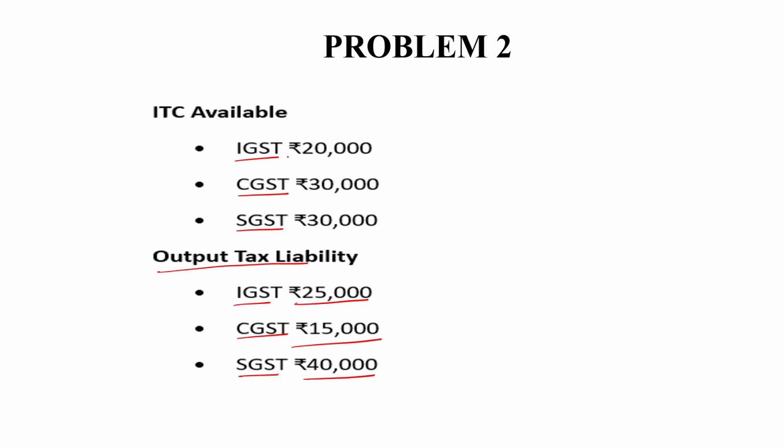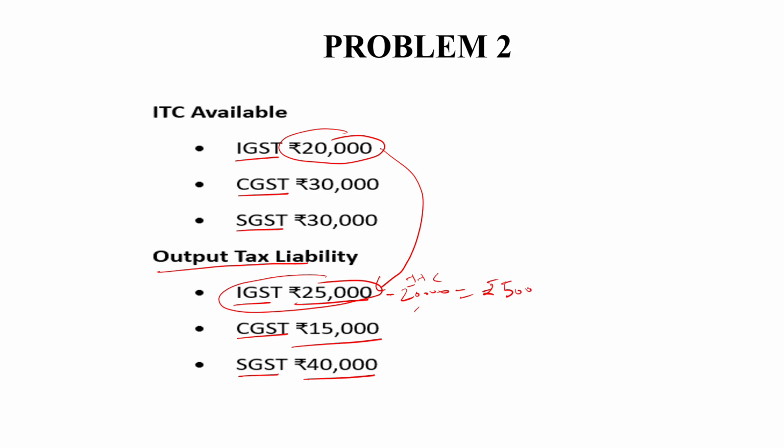So we already know the rules of set-off. First, the business has IGST of 20,000. Whenever IGST is there, it can be used to pay the liability, which means the businessman is supposed to pay around 25,000. So this 20,000 can be set off against 25,000 of liability. So the balance is rupees 5,000. So 5,000 needs to be paid.